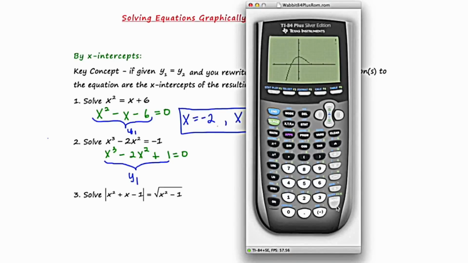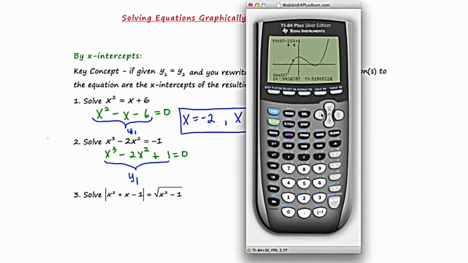So there's 1, there's 2, and there's 3, and they're pretty clear. So I'm looking for 3 x-intercepts. Let's go from left to right. Second, trace, 0. Move the cursor all the way to the left. It says left bound. Now that means just go a little bit more to the left than the actual x-intercept. Now go a little bit to the right where it says right bound.